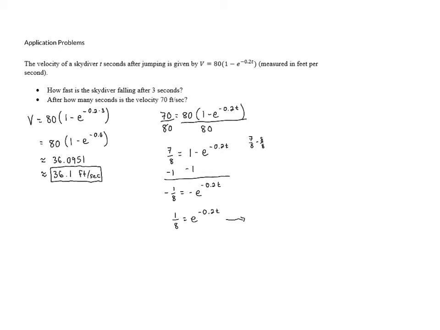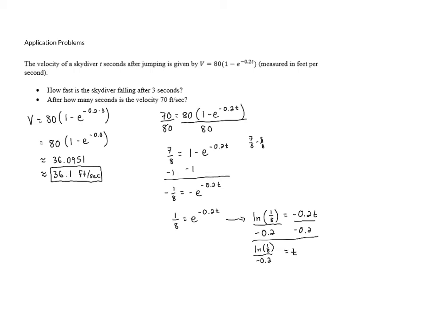And if we rewrite this in logarithmic form, the base is e, and so we have ln of 1/8 equals negative 0.2t. And to get t alone, we just need to divide both sides by negative 0.2. And that gives us t alone. It's ln of 1/8 over negative 0.2.